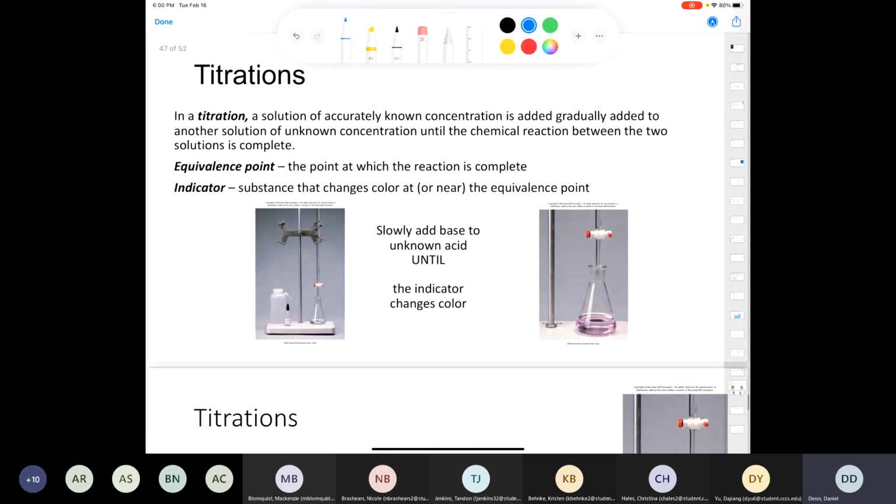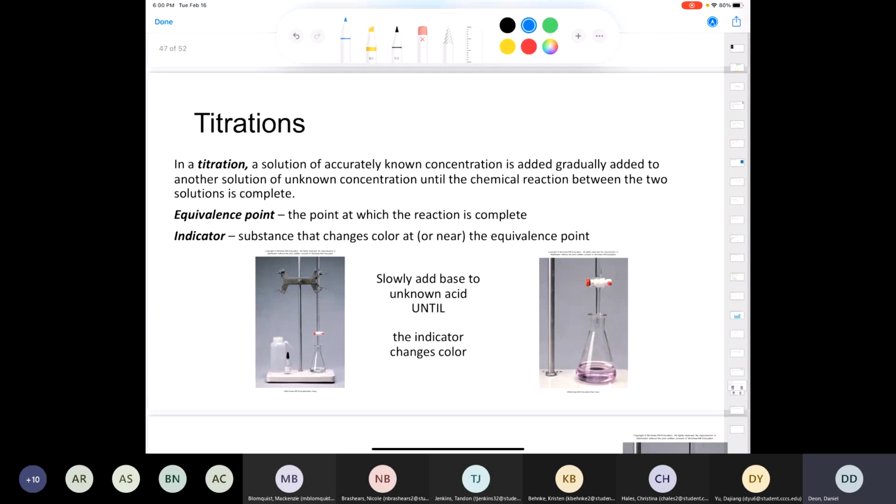The next subject that we're going to look at is titrations, but I think it's worth waiting for our next lecture to look at titrations, because it takes a little bit of thought to understand the concept of titrations.